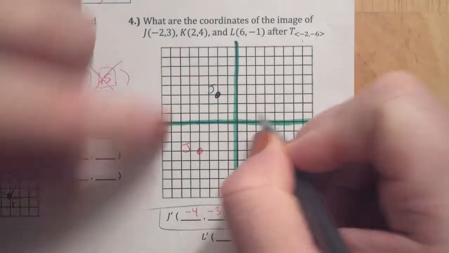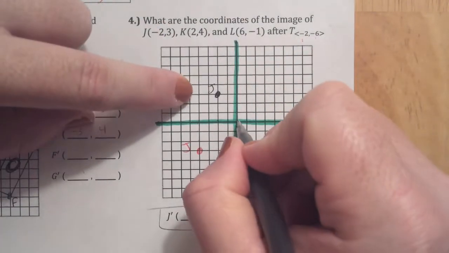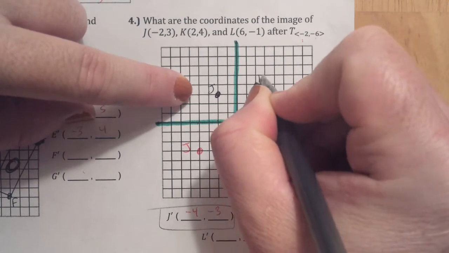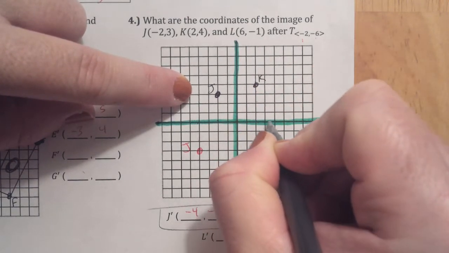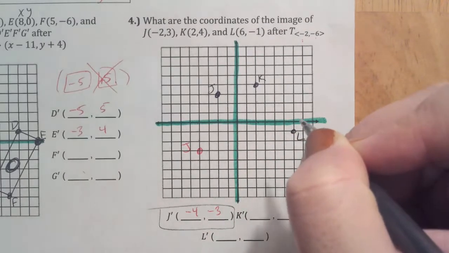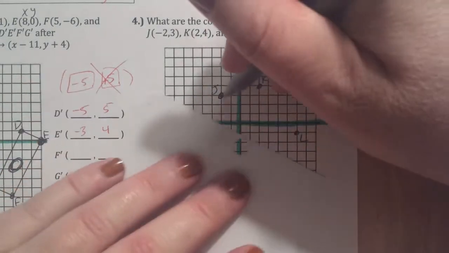All right, so let's go ahead and backtrack for a second. Let's plot all the points. So 1, 2, 1, 2, 3, 4. So this is my K. 1, 2, 3, 4, 5, 6, and -1. There is my L. Okay, so I grab my straight edge and connect the dots.